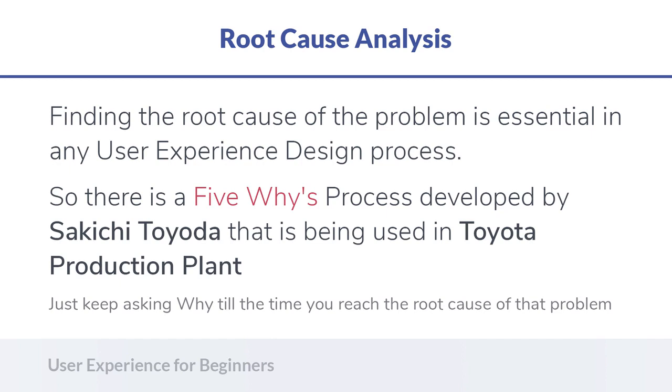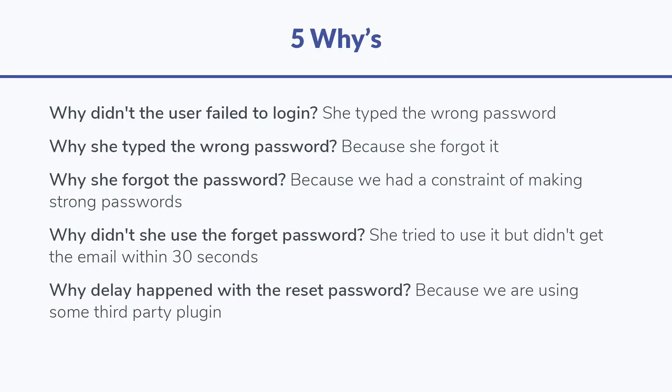Now, finding the root cause of a problem is essential in any user experience design process, because we are going to find the real problem behind what the user is trying to say. It is called 5 whys, and this process was developed by Sakichi Toyoda, and is used in the Toyota production plant. What you are going to do is just keep asking whys until you reach the real or root cause of that problem. Let's see this root cause analysis with an example.